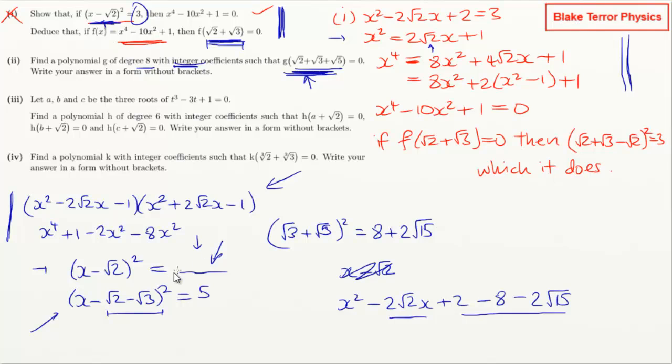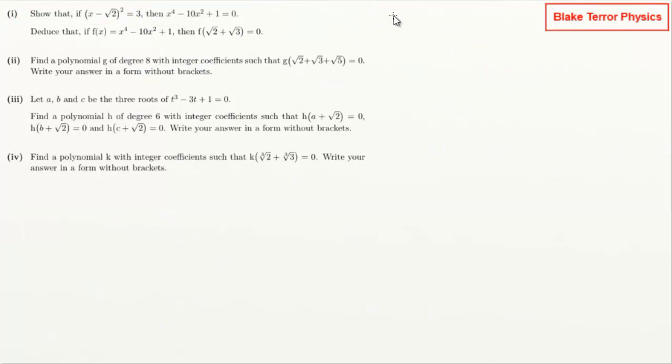So I'm going to go with that, I think, rather than doing this, because I think that's going to end up being a mess. But now I'm going to have to go to another sheet. So 8 plus 2 root 15 is what I'm looking at here. So I'm saying x minus root 2 all squared equals that. So that's my x squared minus 2 root 2x, and then I'm going to have a plus 2, so a minus 6 minus 2 root 15 equals 0.